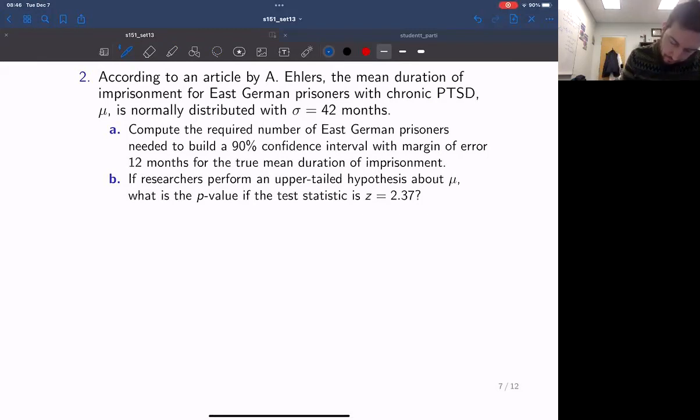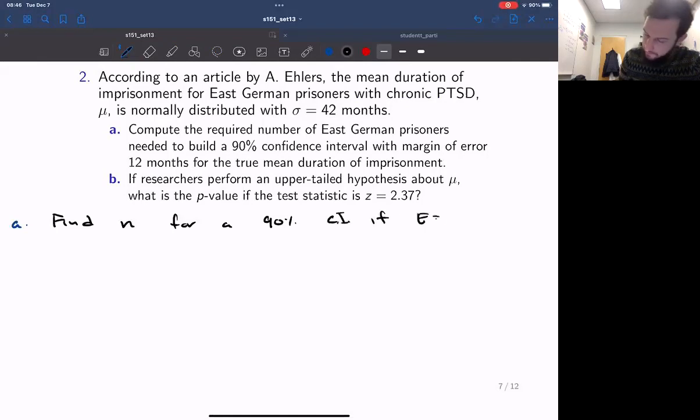Okay, so what is happening here? In this question, we actually want this. So we want to find N for a 90% CI if E is equal to 12. Okay, so what part A is actually asking us for is sample size. So we are trying to find the sample size required to build a 90% confidence interval when the margin of error is equal to 12.